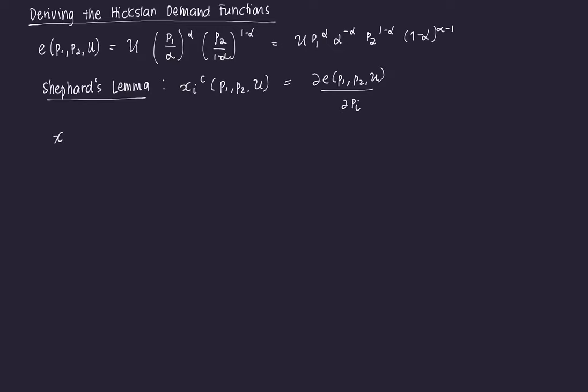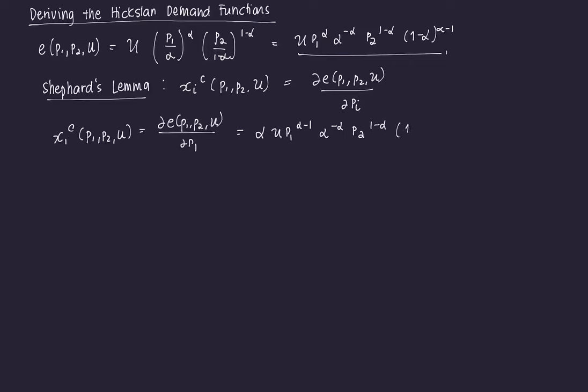Okay, so let's try to derive that. Say we want to derive X1C. Again, the formula for that is we derive the expenditure function with respect to P1. Okay, and what will happen is we're going to derive this form. So this is much easier to derive. We don't have to go through all the rules. So the exponent of P1 is alpha. So it becomes alpha u P1 raised to alpha minus 1, alpha raised to negative alpha, P2 raised to 1 minus alpha. Then we have 1 minus alpha raised to alpha minus 1.